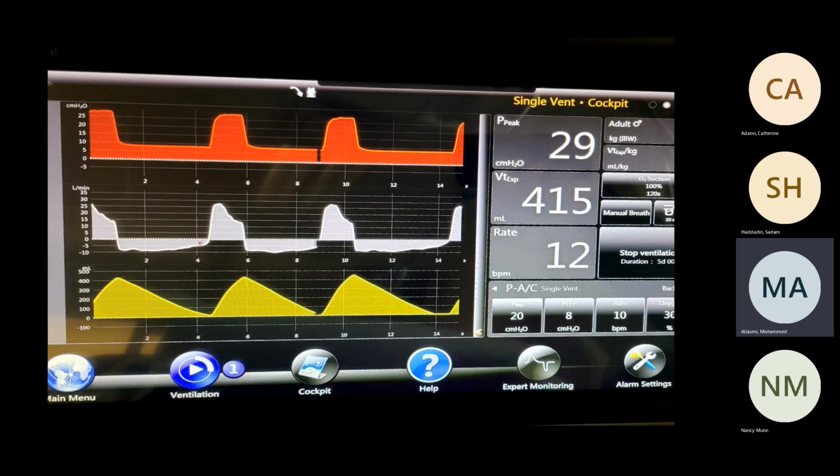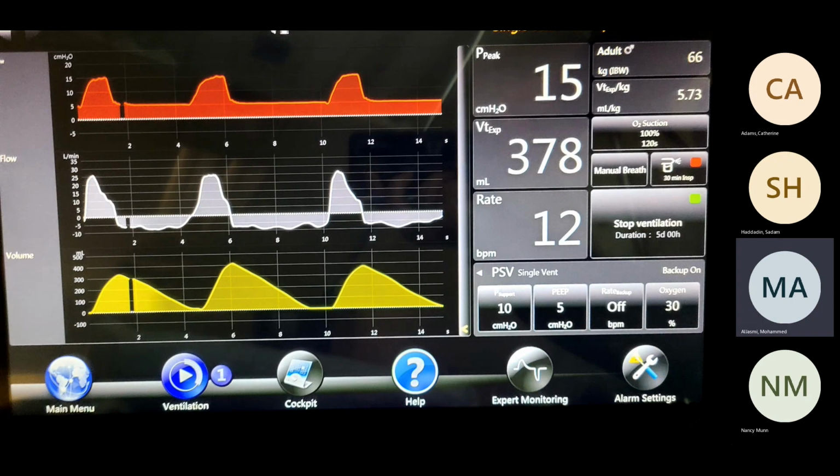Then I asked him again. I asked him to switch to CSV instead of CMV, pressure support, and let the patient control his time. That's what happened. You see the flow, and he still has PMOS, he's doing everything, but the patient is getting a good volume, though he's still using his muscles during inspiration and expiration.